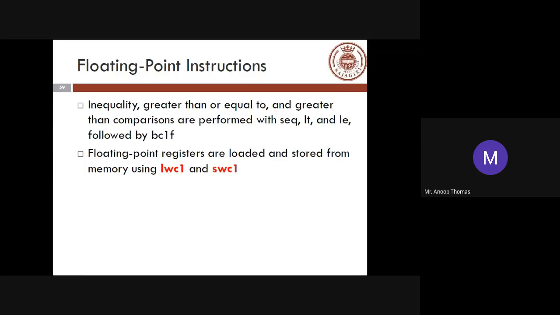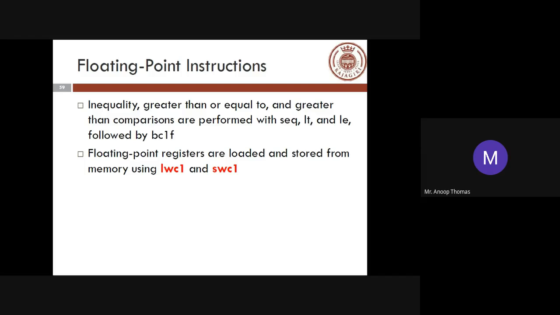One is a comparison operation, of three kinds: equality comparison, less than comparison, or less than or equal to comparison. That result will be stored in a conditional register called FPCOND, and then based on its value, the branch is taken. The floating point registers can be loaded and stored from and to memory.